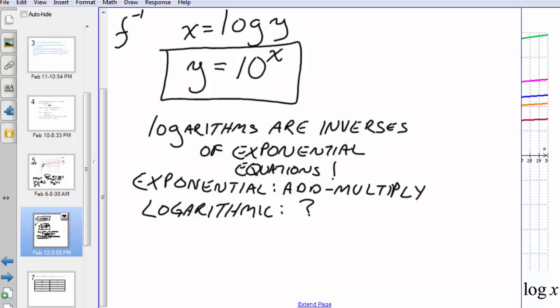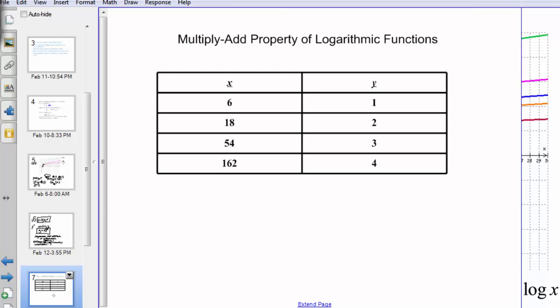Alright, well, I hope you guessed that since exponential is add-multiply, logarithms will be multiply-add. Here's an example of some data points from a logarithmic function. If I look at my pattern, here I'm going to be multiplying by 3 each time. And the result is I increase by 1 each time for my y values.